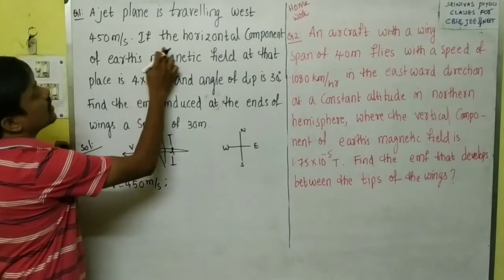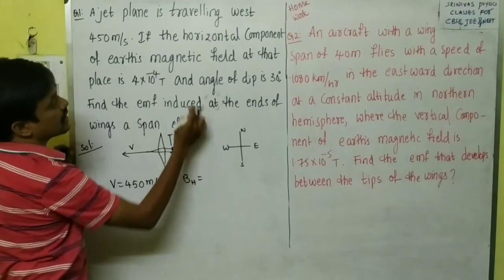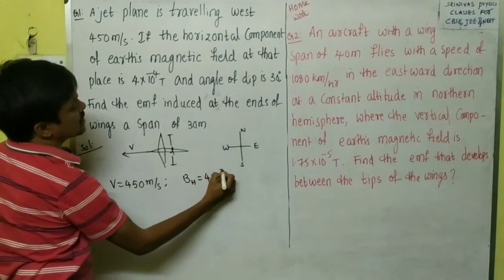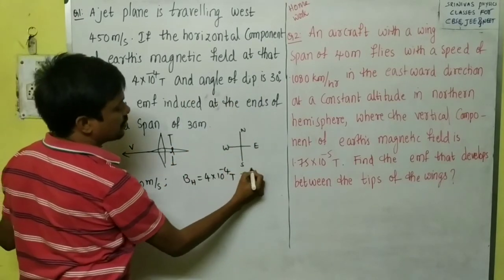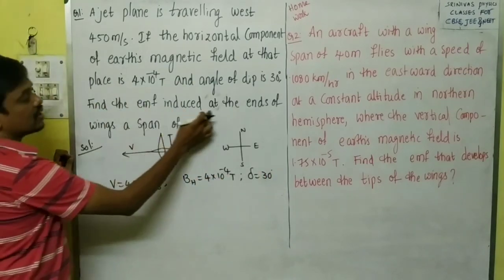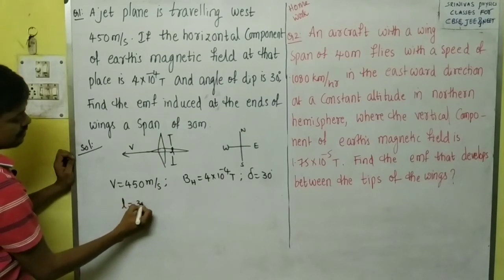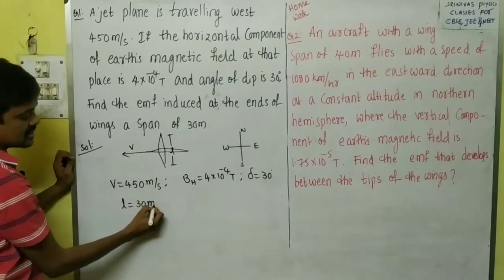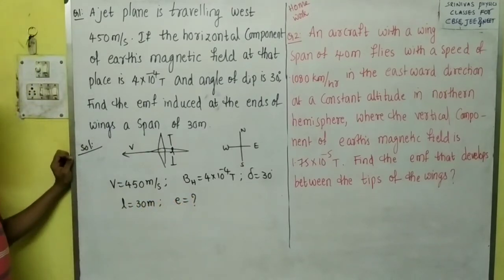And if the horizontal component of Earth's magnetic field, that is BH, is given as 4 into 10 to the power of minus 4 Tesla, at an angle of dip of 30 degrees, then find the EMF induced across the span of length. Okay, this jet plane span, the wing, has length 30 meters. Across that, how much induced EMF is generated?